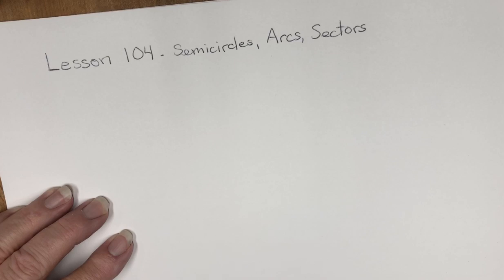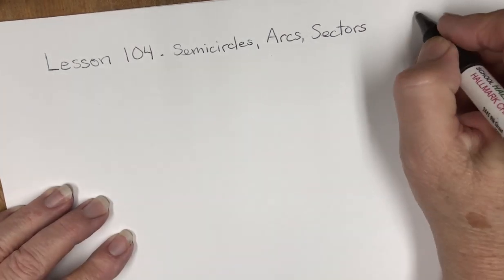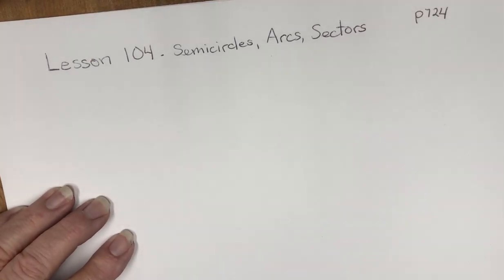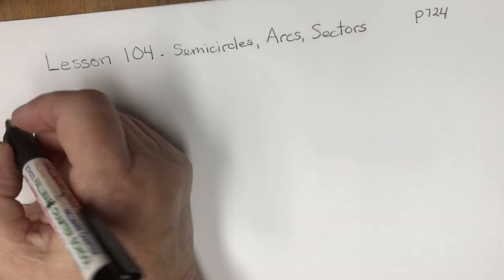Elliott again. I'm going to be explaining lesson 104 this morning, which is about semicircles, arcs, and sectors. And you need to be on page 724. Page 724. So, if you're looking at the drawings and going, I don't know what to do, you all know how to do this. You just need to have some explanation and you'll understand it.